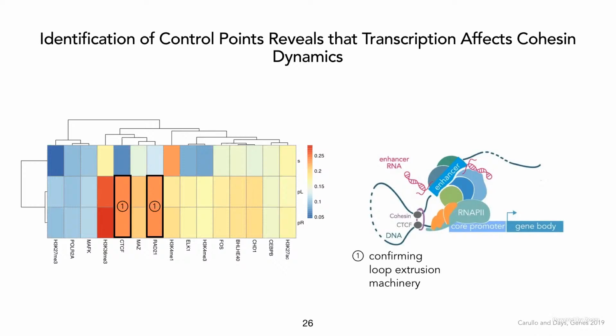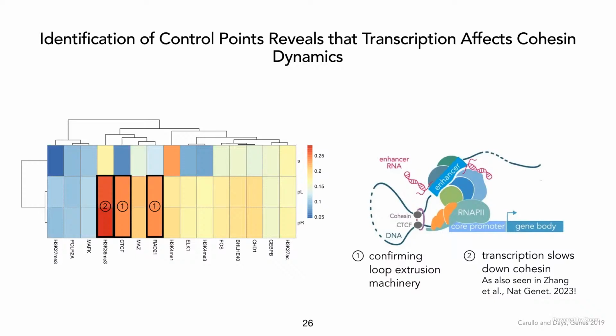First, let's do some reality check. And we see that the parts of the loop extrusion machinery, meaning CTCF and RAD21, they are actually correlating with cohesin-dependent parameters, which is the slowdown. So great, sanity check. But this marker here, for example, is strongly correlated with the slowdown. And this marker is a marker for active gene transcription. So basically that tells us that transcription slows down the cohesin.